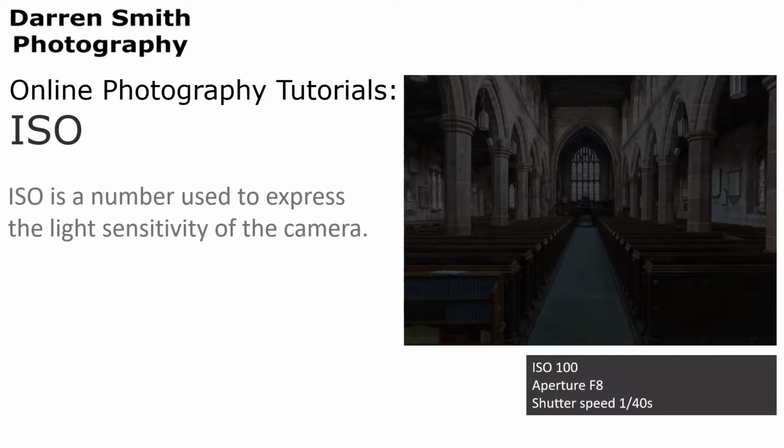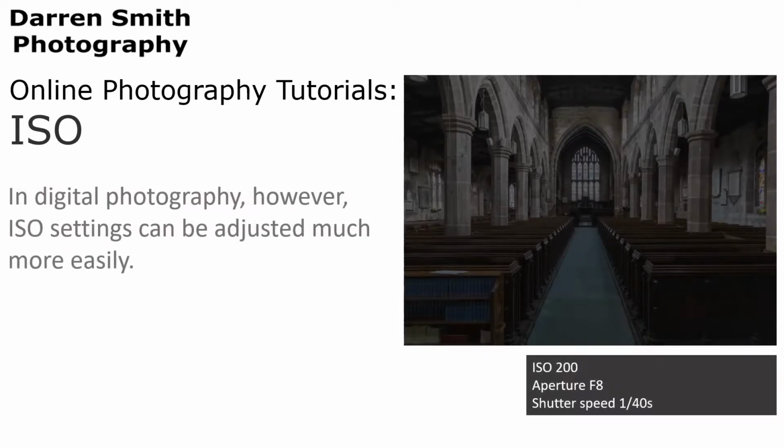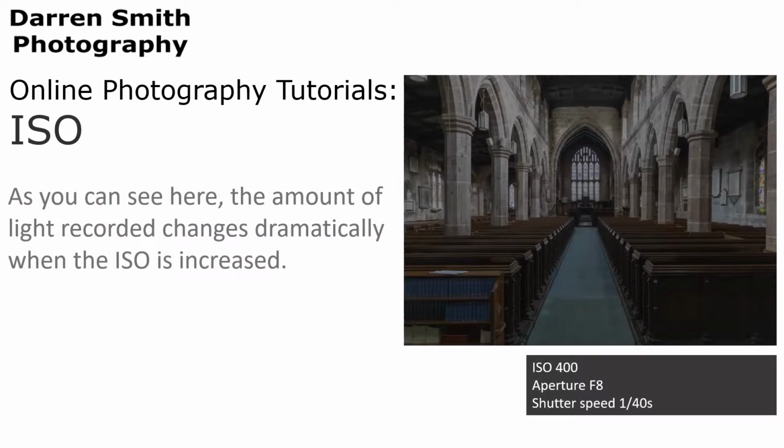This video is all about camera ISO and how it affects your pictures. ISO is a number used to express the light sensitivity of the camera. In digital photography, ISO settings can be adjusted far more easily. As you can see here, the amount of light recorded changes dramatically when the ISO is increased.